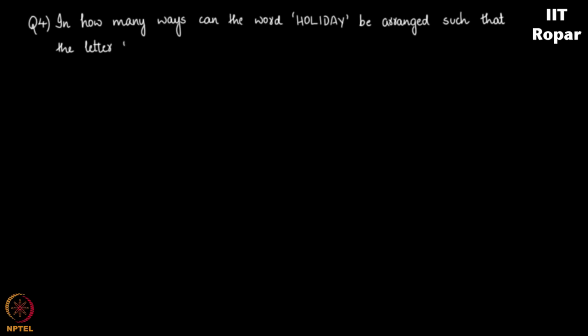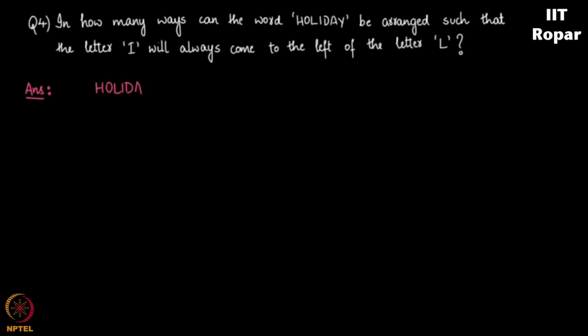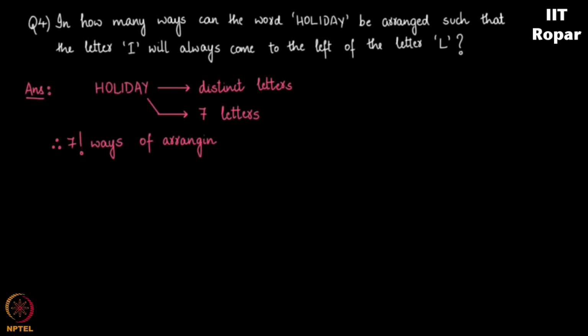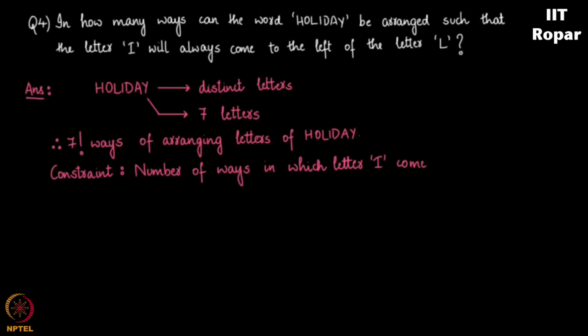The next question. In how many ways can the word holiday be arranged such that the letter I will always come to the left of the letter L? So the word holiday has all distinct letters and the number of letters is 7, and therefore there are 7 factorial ways to arrange the letters. Now, there is a constraint here. The number of ways such that I comes to the left of the letter L. We have to compute how many times this happens.